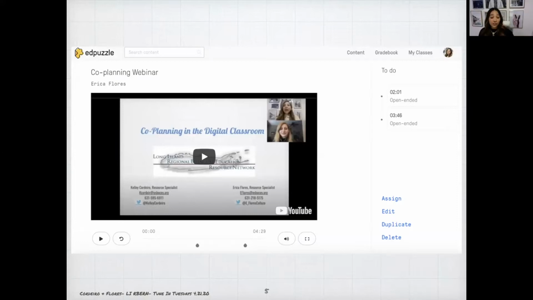Another great feature of Edpuzzle is the closed captioning, which you may choose to activate for those students who may benefit from having the text visible while viewing the video. Edpuzzle also allows you to crop videos to focus on a specific segment that is most meaningful to instruction. So it allows you to be intentional with your selection and not overwhelm students with a lengthy video.